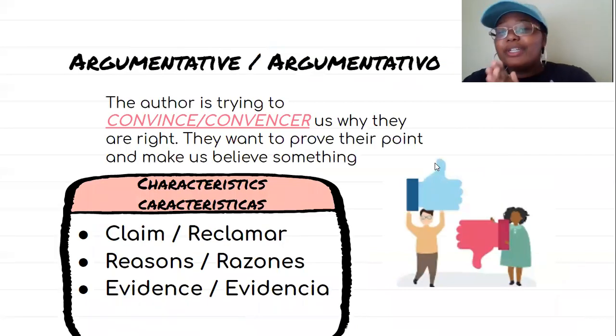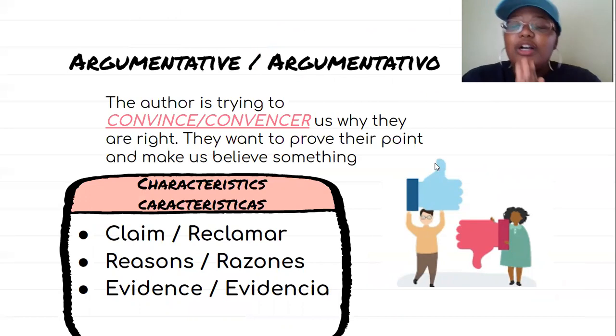So we're gonna dig deeper into each genre of writing, and we're gonna look at the characteristics of each one. So for our argumentative essays, argumentativo, is where the author is trying to convince us why they are right. They're trying to prove their point and make us believe in something.